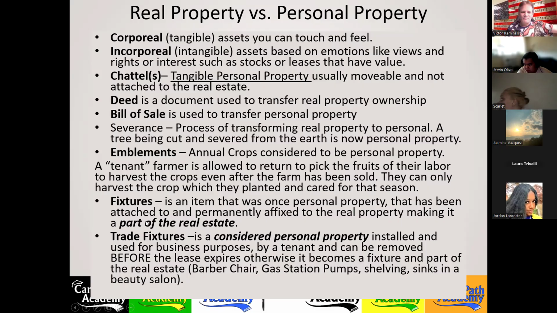All right, fixtures are items that were once personal property that have been attached to and permanently affixed to the real property, making them a part of the real estate. Like your kitchen sink, like your chandelier, like your toilet bowl, right? You wouldn't take your toilet bowl with you when you move, would you?